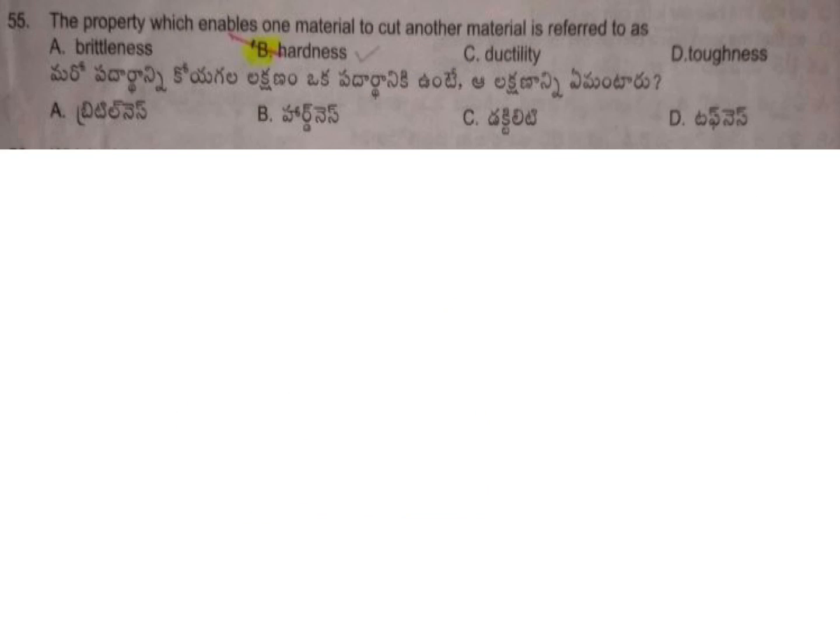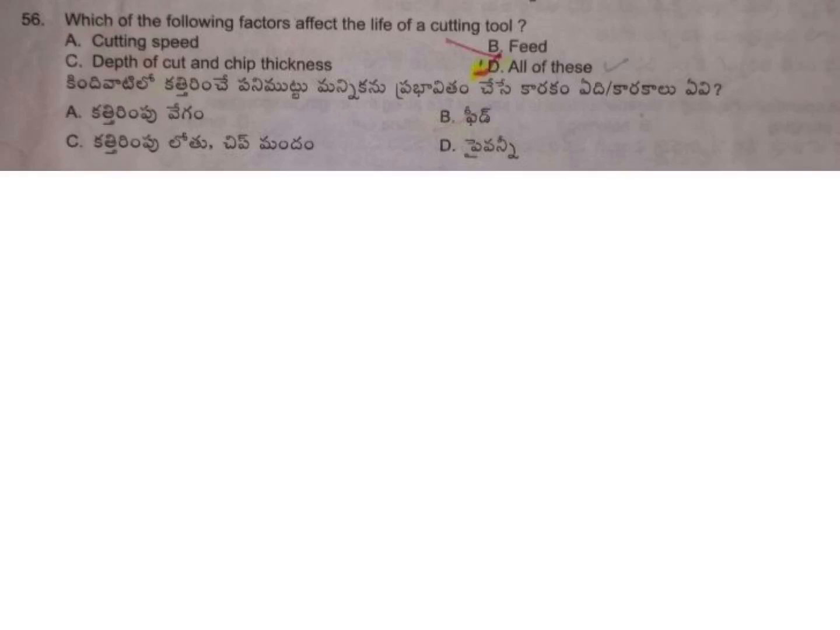Question is, the property which enables one material to cut another material is referred to as: A brittleness, B hardness, C ductility, D toughness. B is the answer, hardness. Next question, which of the following factors affect the life of a cutting tool? Cutting speed V, feed, depth of cut D. For life of cutting tools, all are important: speed, feed and depth of cut.